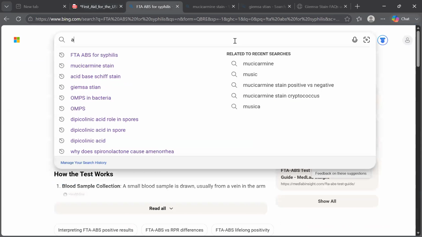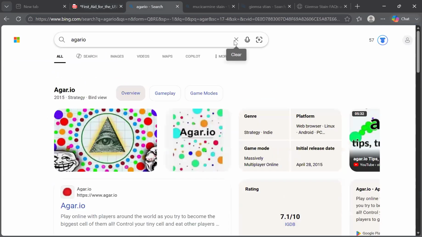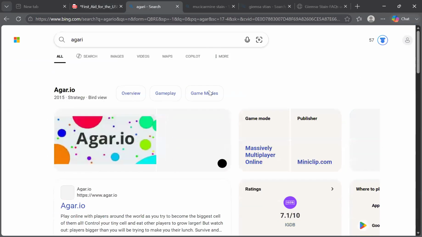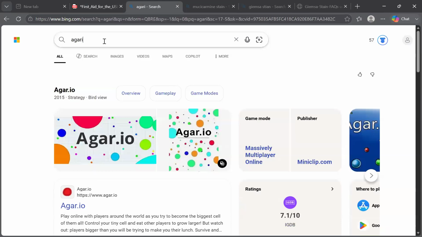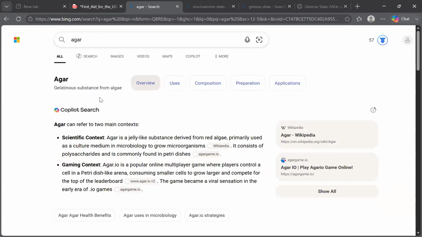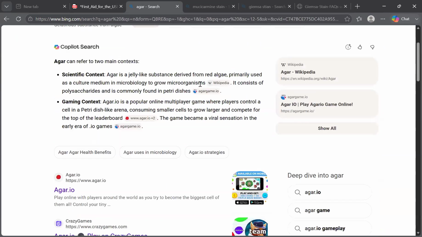Okay, first of all, we're going to see what agar is. Agar. Okay, so it is a jelly-like substance derived from red algae, primarily used as a culture medium in microbiology to grow microorganisms. It consists of polysaccharides and is commonly found in petri dishes. Okay, so there are polysaccharides that compose the agar, and it is derived from red algae.